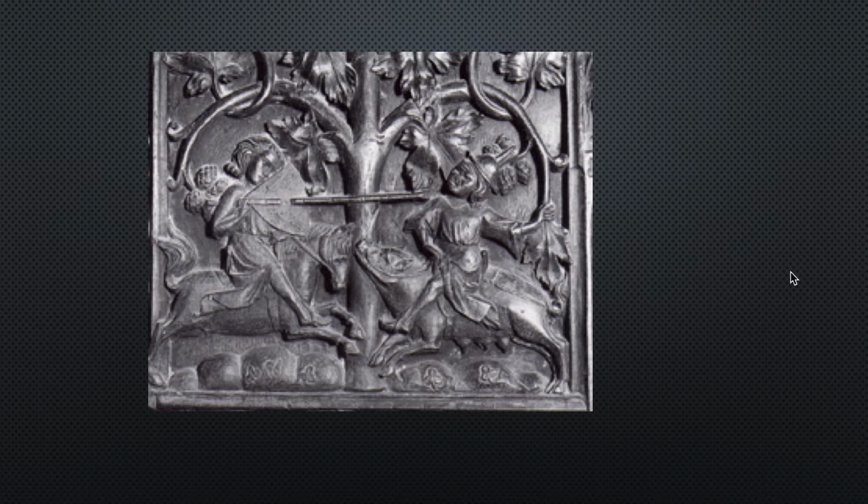This is from a carving called a misericord, which is on the underside of a choir stall seat in churches. Don't worry about it. I could explain it, but there's really no point. So it's a wooden carving in a church. And here, I believe that this is ecclesia on the left, charging at synagogue on the right. And synagogue is riding a boar.